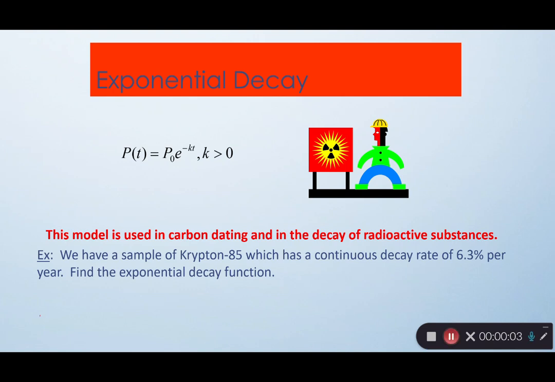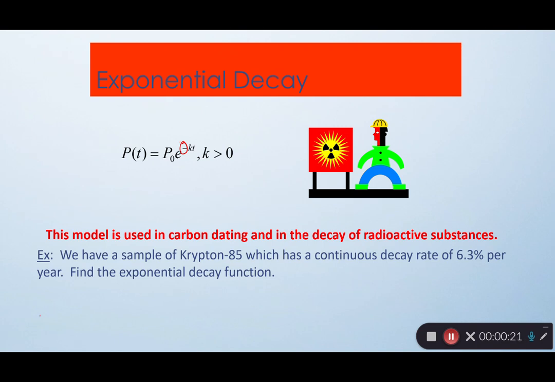All right, so we're changing from talking about exponential growth to exponential decay. And of course, the only thing that's really different in the model is the negative sign in the exponent. So this model tends to be used in things like carbon dating, the decay of radioactive substances, things like that.